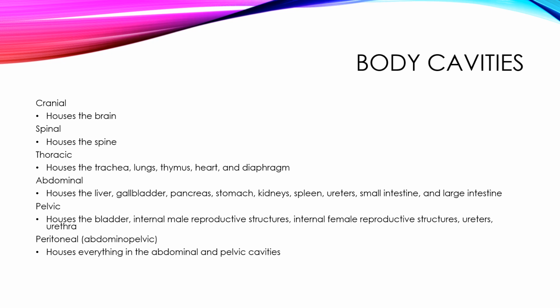Alright, so body cavities. Of course, your cranial vault. This houses your brain. Your spinal cavity. This houses your spine. Some of these are kind of self-explanatory, if you get my drift. Thoracic. This houses your trachea, lungs, thymus, heart, and diaphragm. So this is your chest.